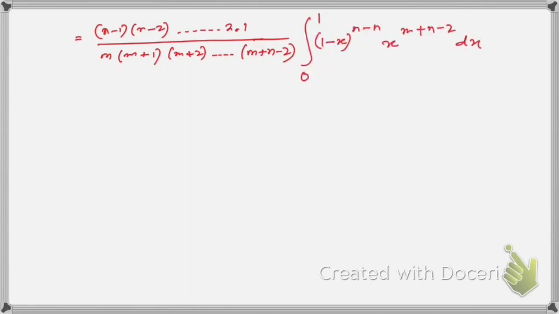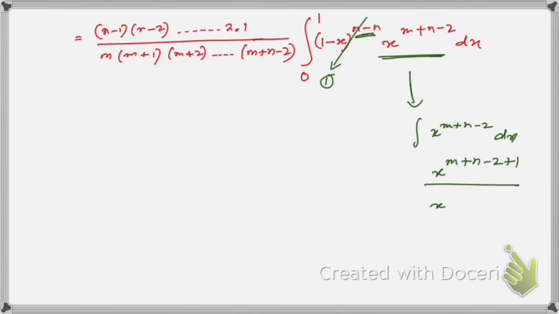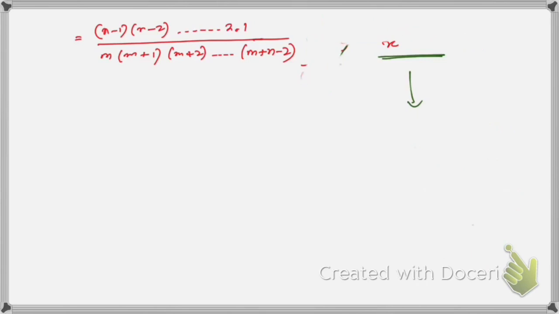So here, now you see, this term becomes 1 as n minus n is 0, anything to the power 0 is 1. And if you integrate this part, integration of x to the power m plus n minus 2 dx is going to be equal to x to the power m plus n minus 2 plus 1 by m plus n minus 2 plus 1. So that's going to be equal to x to the power m plus n minus 1 by m plus n minus 1. So let me write this result here. So this can be written this way: x to the power m plus n minus 1 by m plus n minus 1 from 0 to 1.